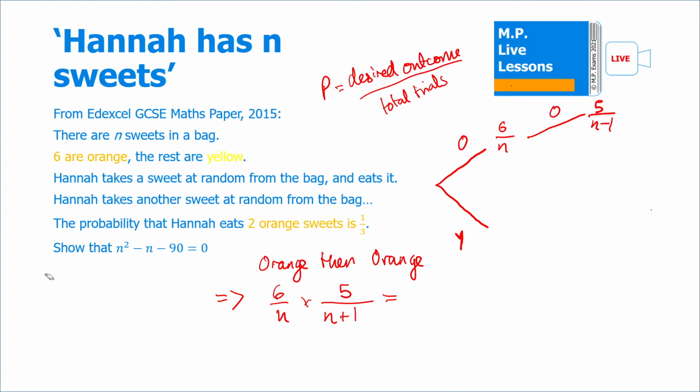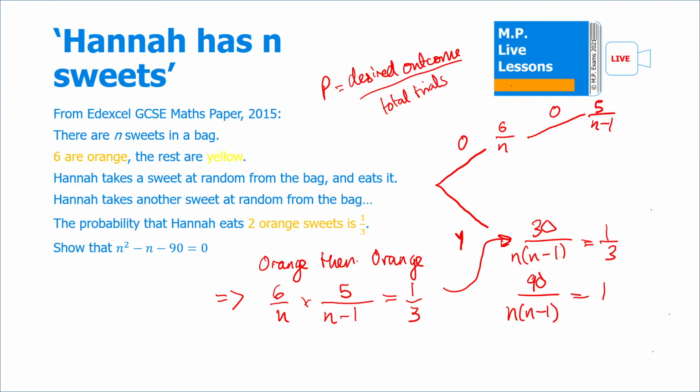So we know this probability is equal to 1/3. And all we got to do is just solve this equation. So first we tidy up the fractions, we get 30. If we multiply both sides by 3, and if we multiply both sides by this denominator, we get 90 equals n times n minus 1. Expand the brackets, we get 90 equals n squared minus n. And if you rearrange this, if we subtract 90 from both sides, we finally get n squared minus n minus 90 equals 0. That's it.